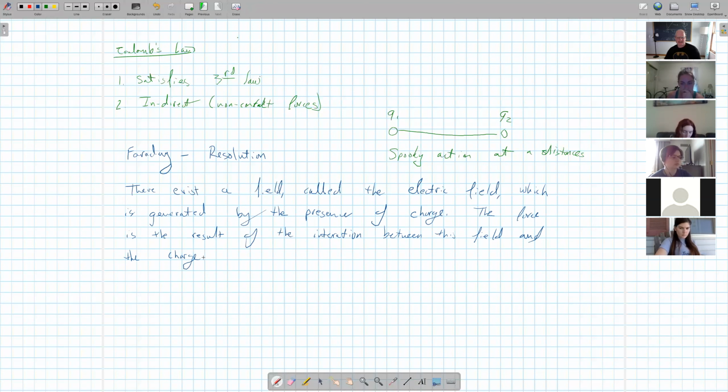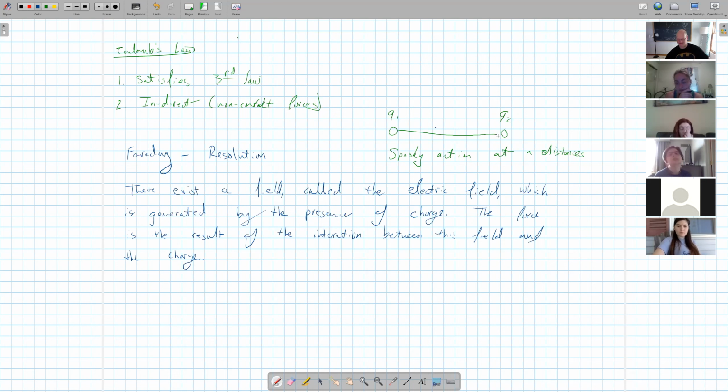So what he said, which turns out to actually be true, was that the presence of charge creates something called the electric field. This electric field then permeates through all space. What's really happening here is that Q1 is creating an electric field, and then Q2 is interacting with that electric field, which is generated by Q1. So Q2 knows about the presence of Q1 because of the electric field generated by Q1. So it's the interaction between the field from Q1 and the charge Q2 which generates the force.